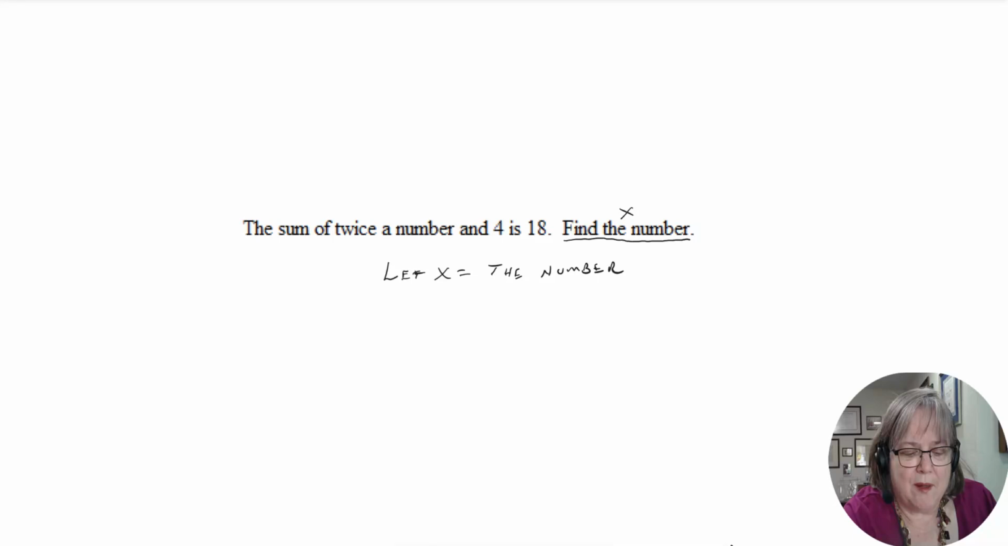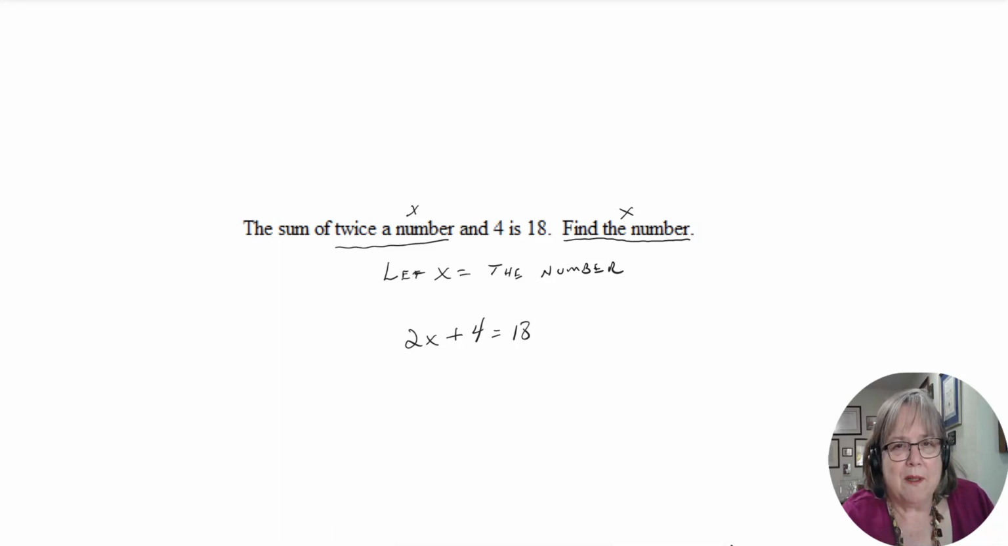So this says the sum of twice a number. Okay, twice a number is x. That's the translation into math for number. And 4 is 18. Okay, so sum means to add. Twice x is 2x. And we're going to add that to 4 is 18. Now let's read it one more time. Make sure. Sum of twice a number, and 4, okay, is 18.